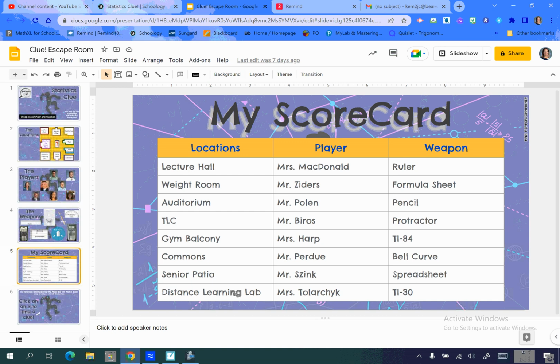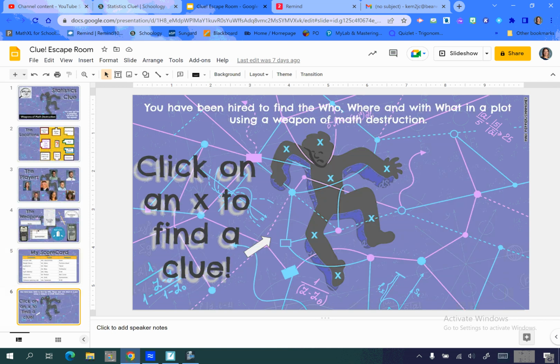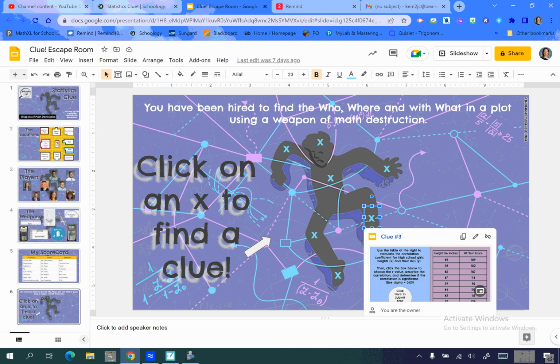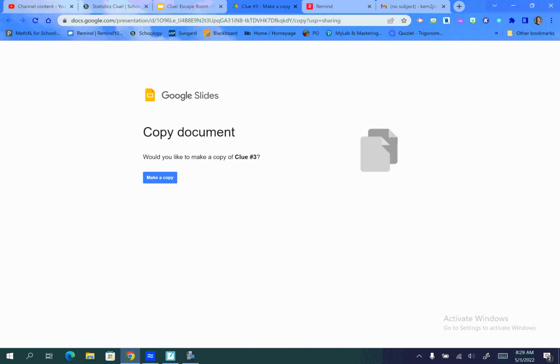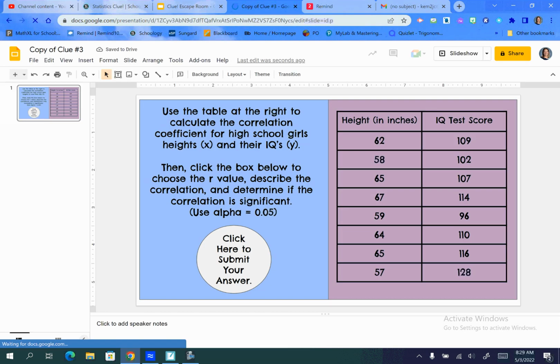Okay. How you figure that out is on the last slide of the presentation. You're going to click on one of the X's, and it will take you to a clue. So here's clue number 3. Open in a new page even. This will also make your own copy of it, so you guys can edit these as you like, write on them, print them, whatever you want to do. And it's a practice question for your exam. So this problem is a correlation coefficient problem. It gives you height and IQ scores. You need to find the R value and determine if it's significant or not.